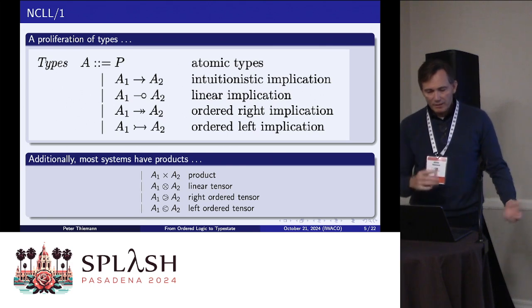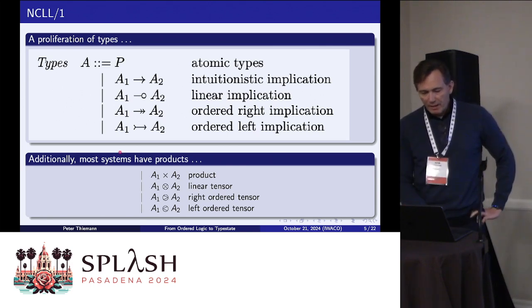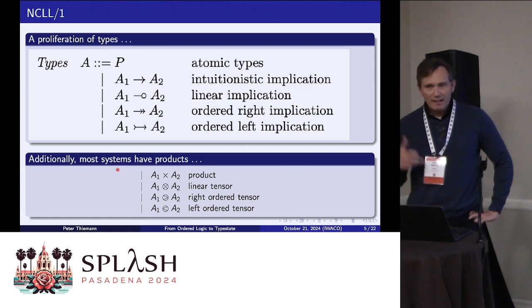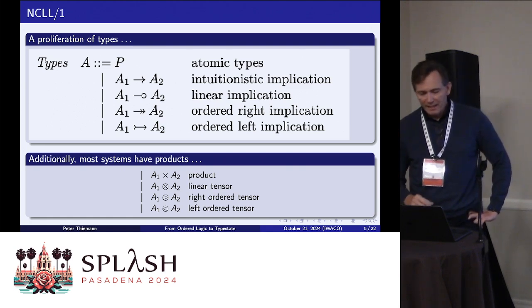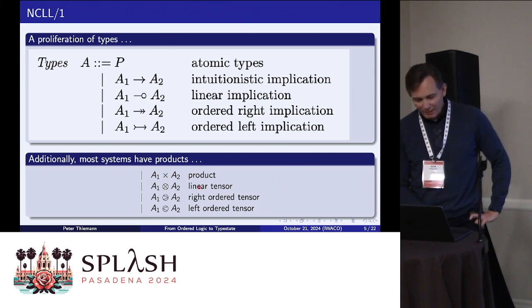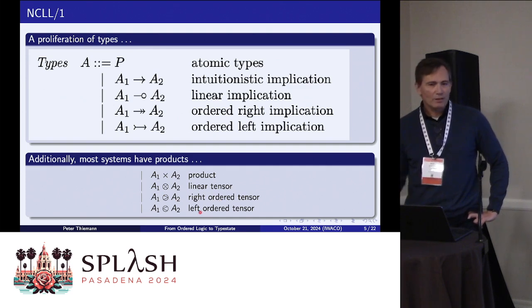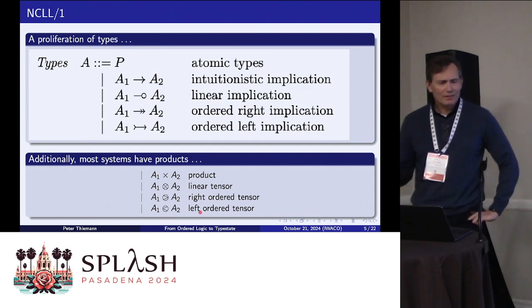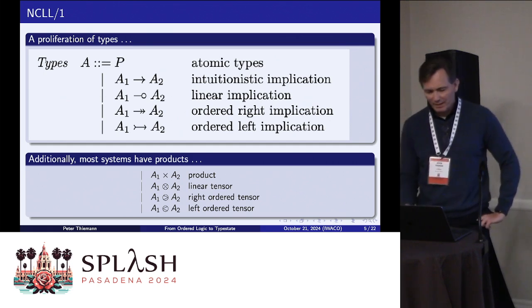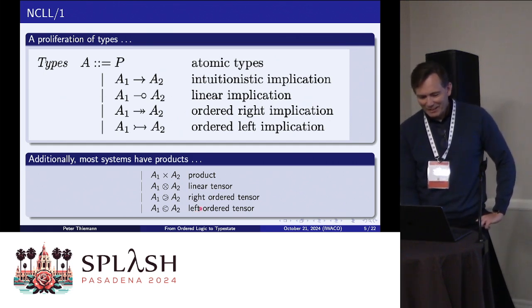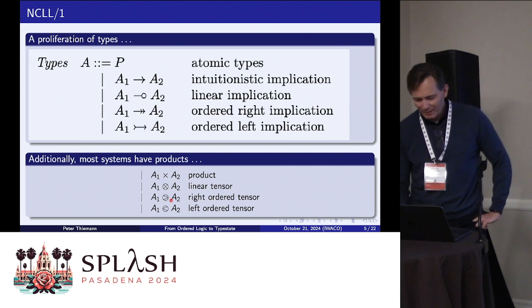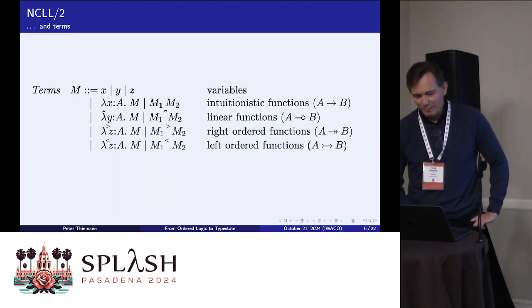Additionally, that's not in Frank's and Jeff's paper. Most systems that are programming oriented also have products. And there you also have 4 products, right? You have the intuitionistic product, you have the linear tensor, that's the one from linear logic, and then you have left ordered and right ordered. I'm not sure that there are any standard symbols, so I just picked some here.